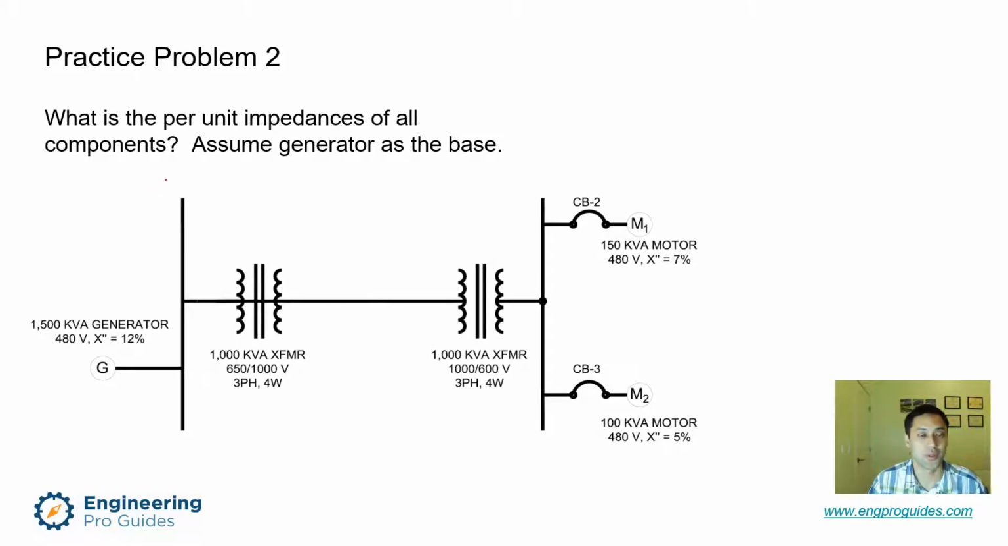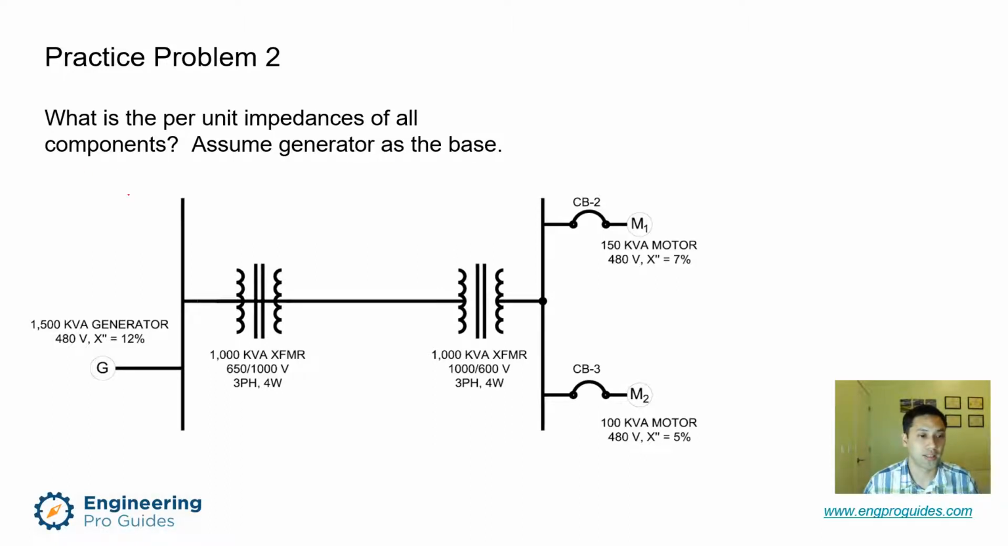Hi, and welcome to practice problem 2 of circuits analysis. In this problem, we're going to be finding the per unit impedances of a somewhat complicated one-line diagram. So the question asks, what is the per unit impedances of all components? And we're assuming the generator as the base.